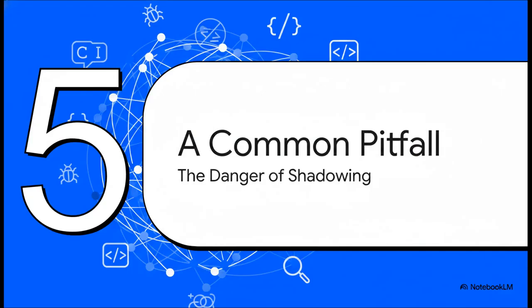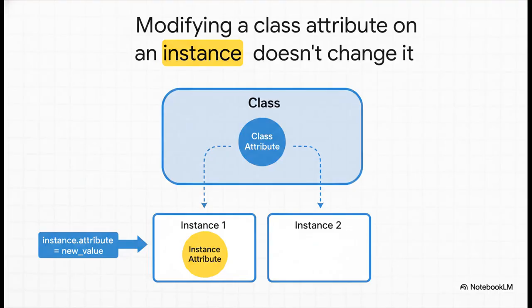Before we wrap up, I really want to warn you about a very common and super confusing bug that catches a lot of developers when they're first starting to work with class attributes. It's called shadowing, and it happens when you try to modify a shared class attribute, but you accidentally do it on an instance instead of on the class itself.